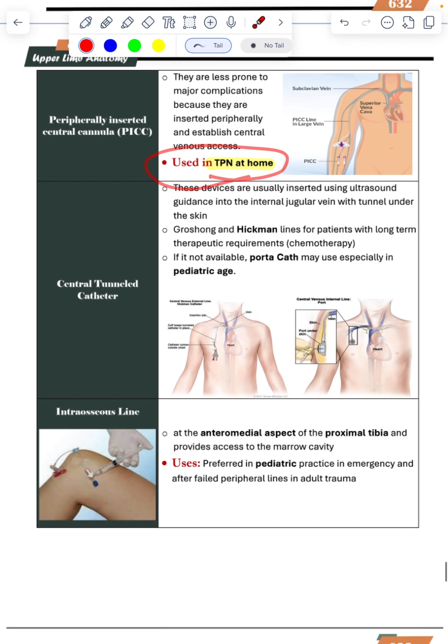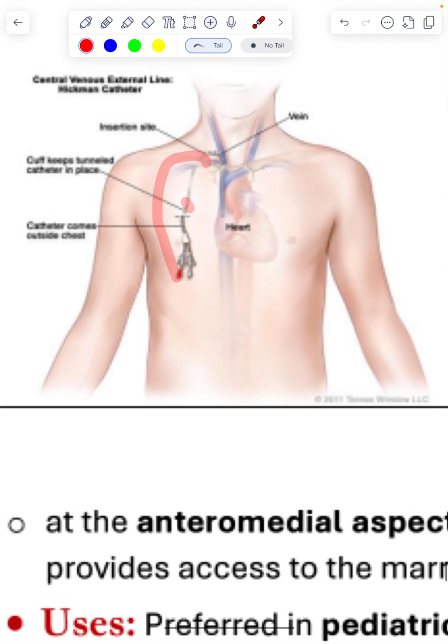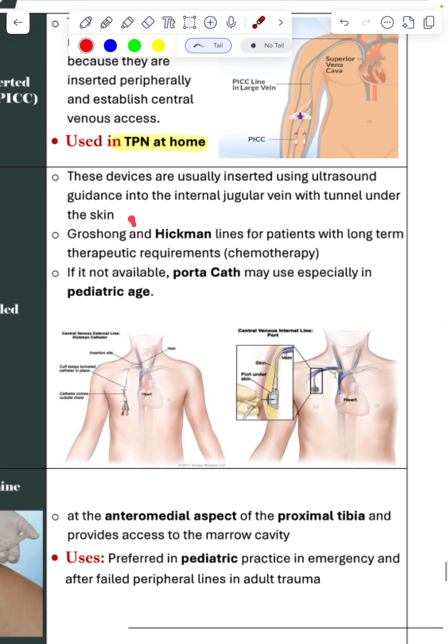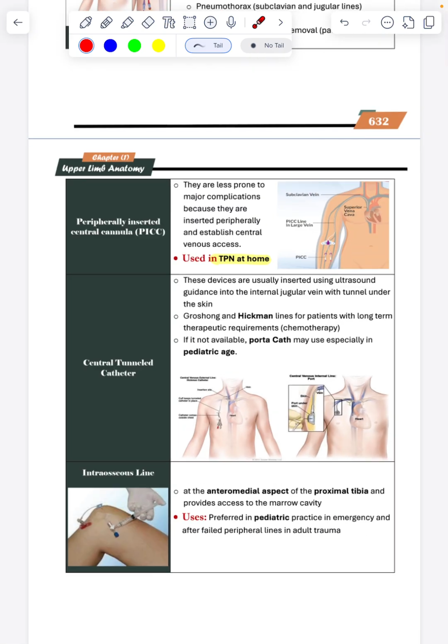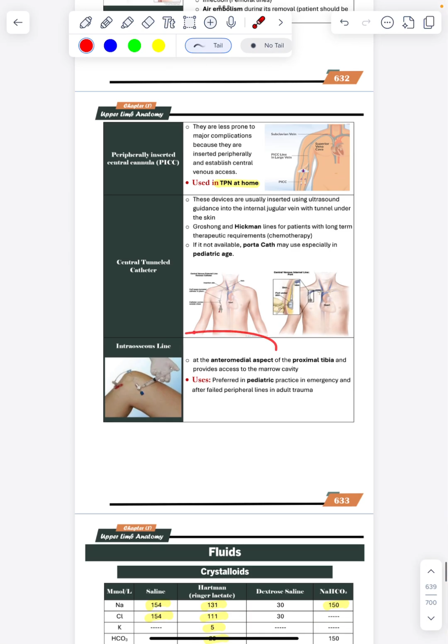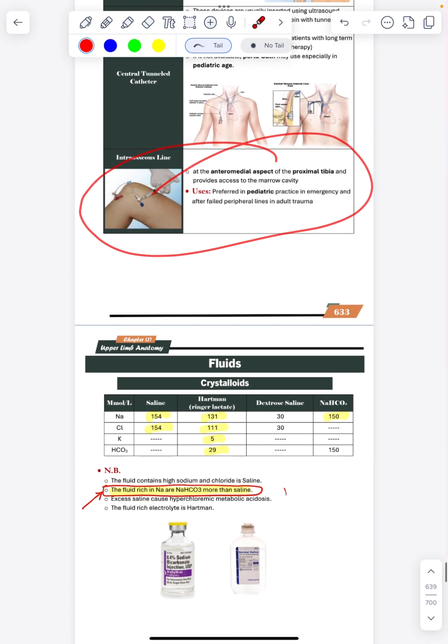Now these are centrally tunneled lines. There is a tunnel in the skin. You can see there is the tunnel. This is the tunneling. This is the internal jugular vein. So these are Groshong, Hickman for long therapy of chemotherapy. If not available, pediatric Portacath. This is central. In an emergency, if you are not getting a line, put an intraosseous line.